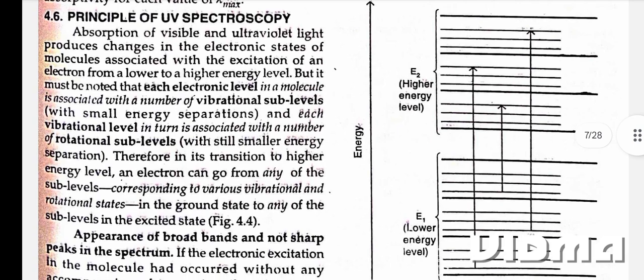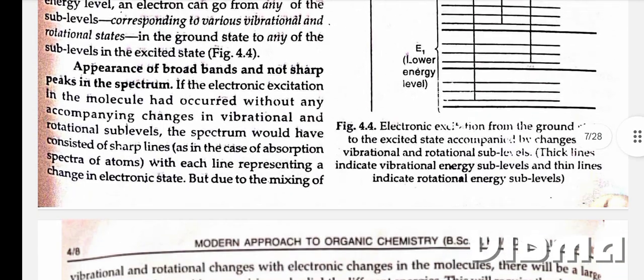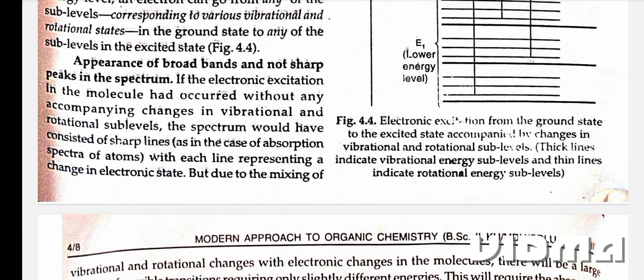Absorption of visible and ultraviolet light produces change in electronic states of molecules associated with the excitation of an electron from a lower to a higher energy level. But it must be noted that each electronic level in a molecule is associated with a number of vibrational sublevels, and each vibrational level in turn is associated with a number of rotational sublevels. Therefore, in its transition to a higher energy level, an electron can go from any of the sublevels corresponding to various vibrational and rotational states in the ground state to any of the sublevels in the excited state.